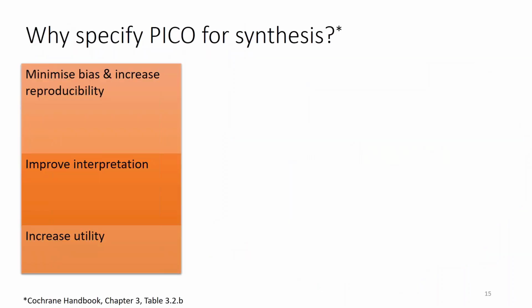So this slide really harks back to many of the points that James made about the reasons why we pre-specify our methods in protocols. Why should we specify PICO for synthesis? Well, we can think of 3 main reasons. The first is to minimise bias and increase reproducibility. The second, to improve interpretation. And the third, to increase the utility of the review for decision makers.